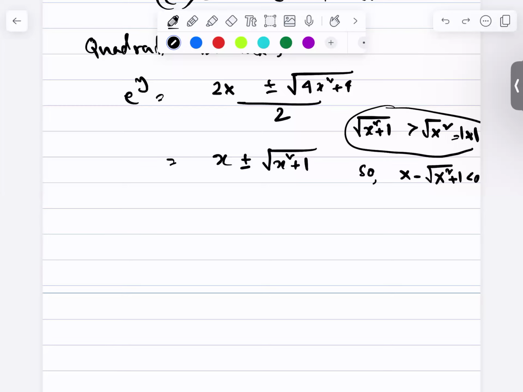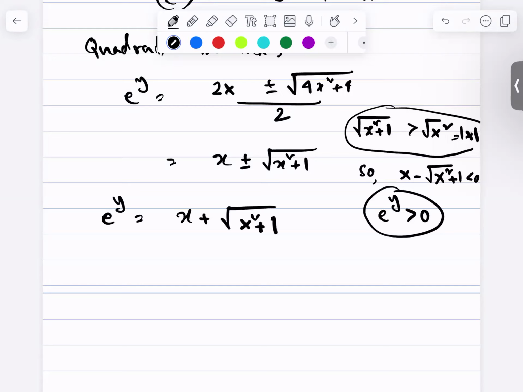Okay. So therefore, and we always know that e to the y is bigger than 0, no matter what y is. So therefore, I can say that e to the y should be x plus the square root of x squared plus 1. Because if I take the minus root, the other root, then the left-hand side will be negative and the right-hand side will be positive, which should not be the case. So therefore, I should say that this is the only root. Then I can say y is just ln of x plus the square root of x squared plus 1.